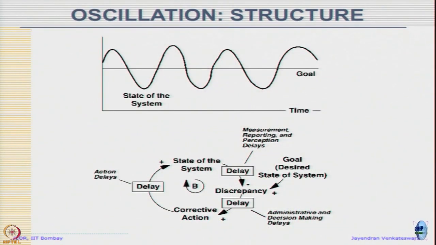So the underlying structure is very similar to a goal seeking system, except that now there are measurement, reporting and perception delays in the system between the state and discrepancy. Between discrepancy and corrective action, there are administrative and decision making delays involved in the system, and between corrective action and state of system there are something called action delays.